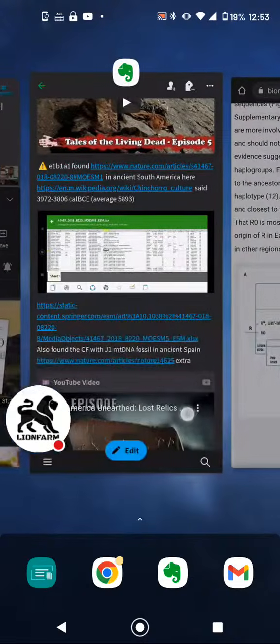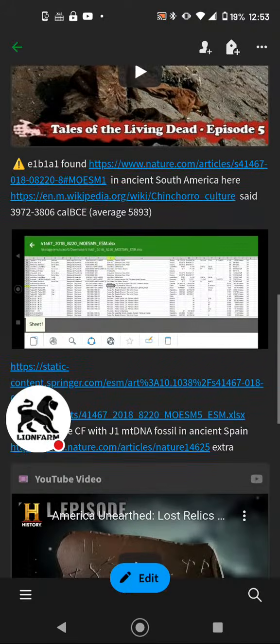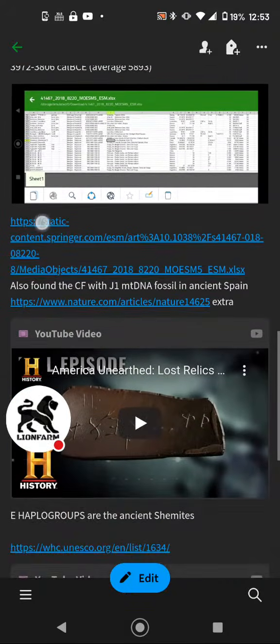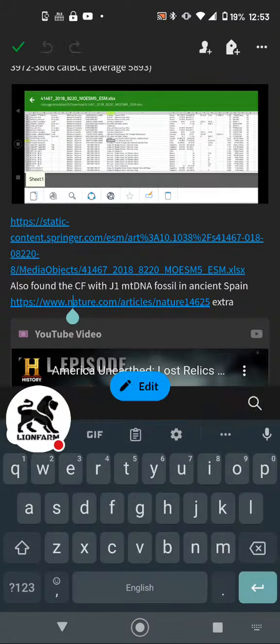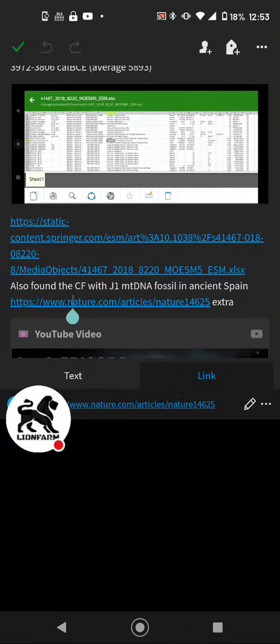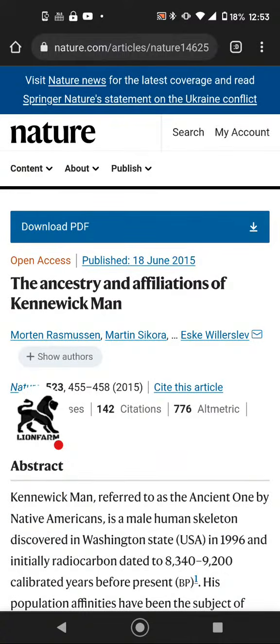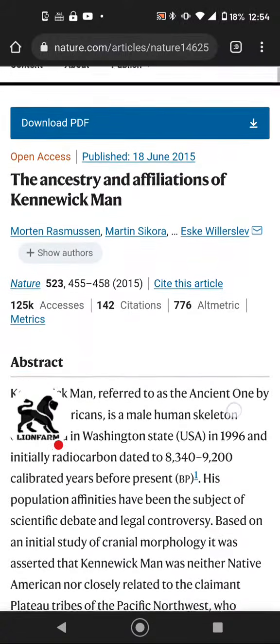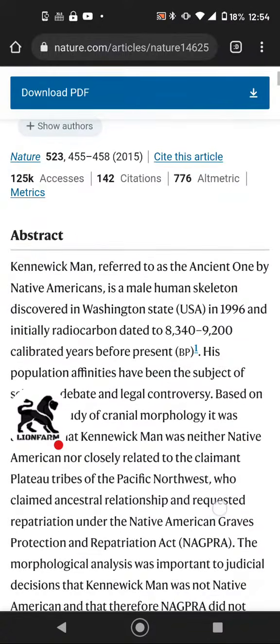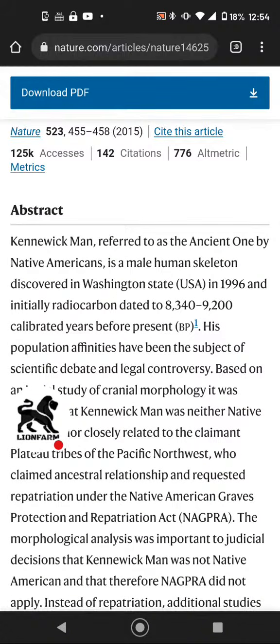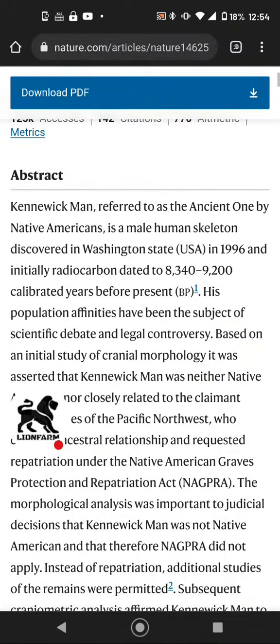And I already went over this. I'll put this in the description afterwards. But here, let me show you something. So there's an ancient person by an ancient name, right? I don't know how you say it, Kennewick Man. And they found him, right? It was something that they found in America, in Washington State, USA, right? 1966, they found it.